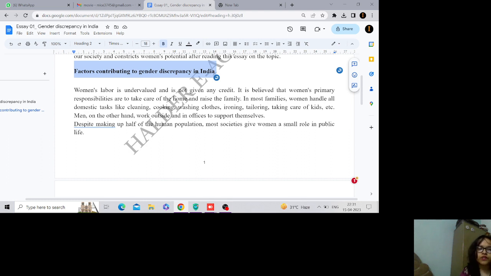Women's labor is undervalued and is not given any credit. Basically, whatever contributions a female makes to society are undervalued. What does the word undervalued mean? It's not getting the value that it deserves, and ultimately it does not even get any credit. It's believed that the primary responsibilities of a female are to take care of the home and raise the family. So it's thought by most that the primary responsibility of a lady is to take care of the home and raise the family, that is, raise the kids, look after the family members, and take care of the home.